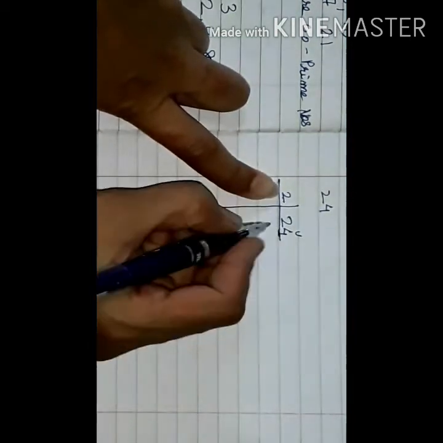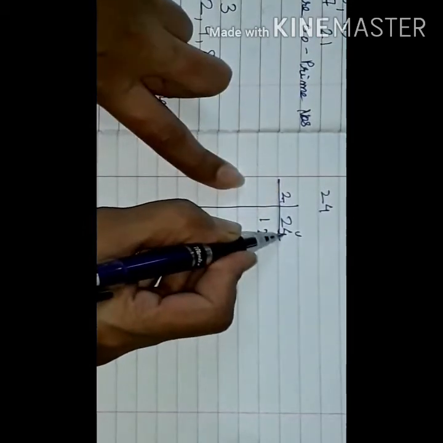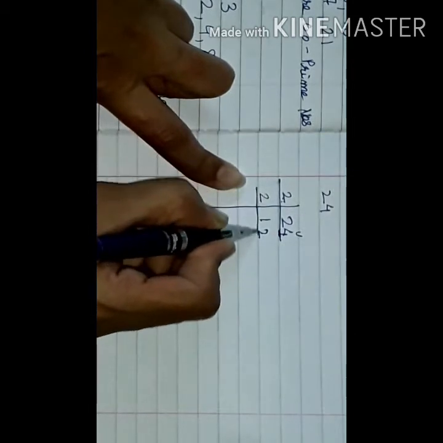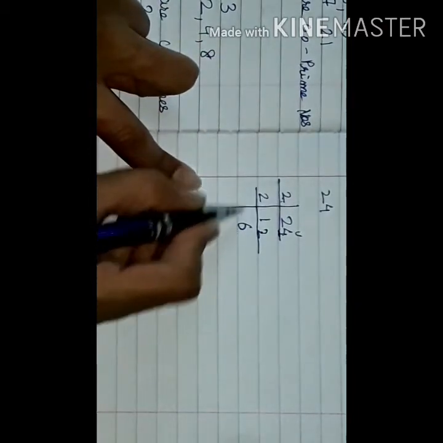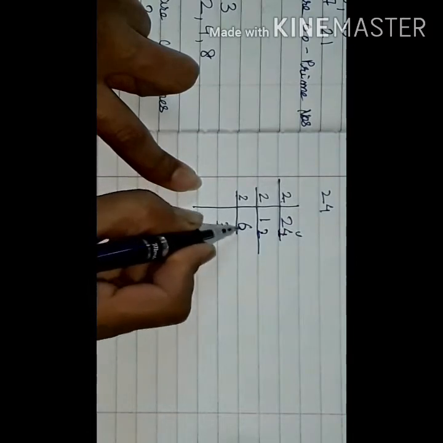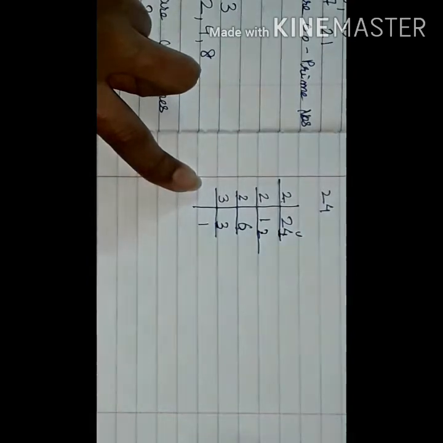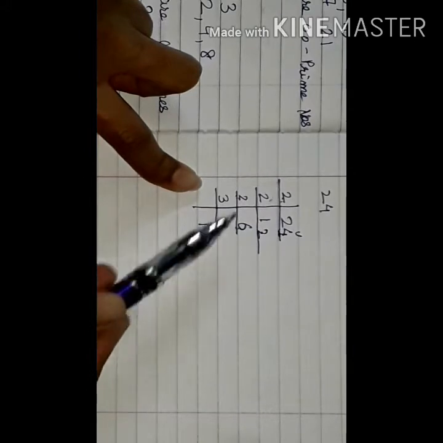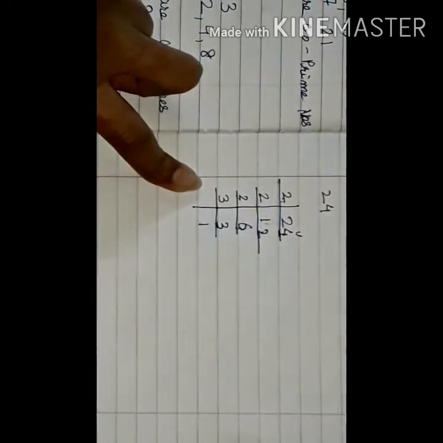Now 2 1s are 2, 2 2s are 4. Again an even number in the units place, so you can take 2 because it's a prime number. 2 6s are 12. Again an even number, so 2 2 3s are 6. So this is also a prime number, so 3 1s are 3. Now how are you going to check this? 3 1s are 3, 2 3s are 6, 2 6s are 12, 2 12s are 24.